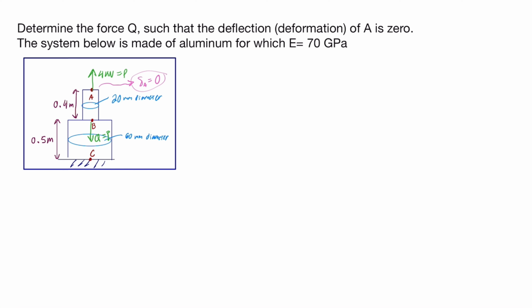So the first thing that we will want to do is to divide this system into two segments. And it is two segments because there is a change in area. So this will be segment 1 and this will be segment 2. So we will start off by doing segment 1.